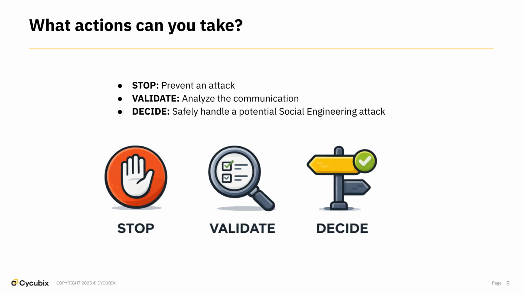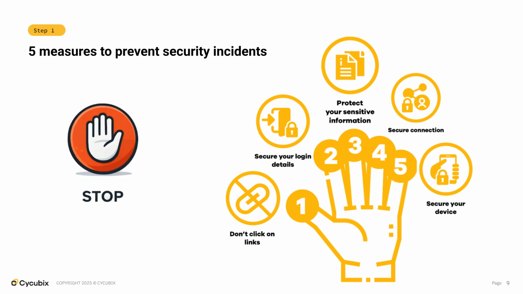Training and education are the greatest tools against social engineering. Pause first. That stop icon matters because most incidents happen when people rush. Module 1 boiled prevention down to 5 simple behaviors. 1. Don't click on links by default. If a message is unexpected or urgent, treat links as hostile until you've verified the sender and the destination. 2. Secure your login details. Use strong, unique passwords and MFA.